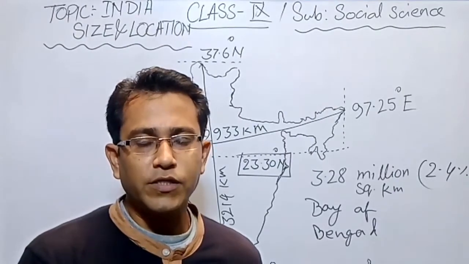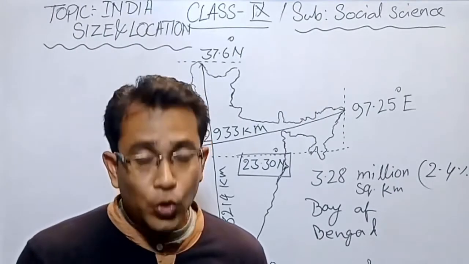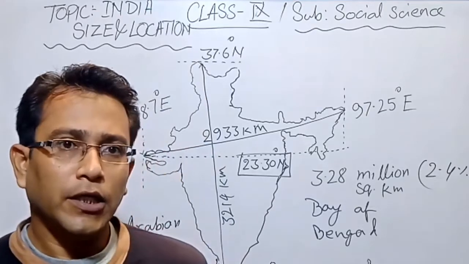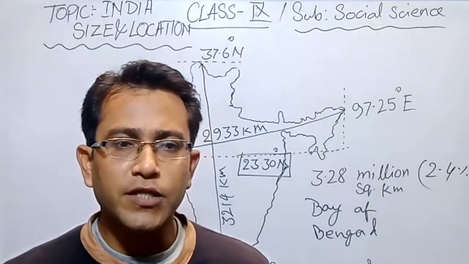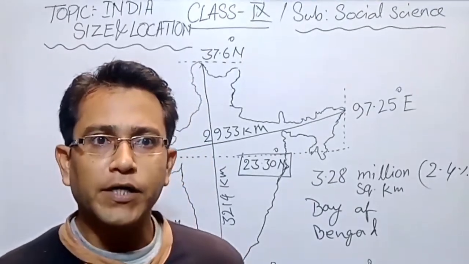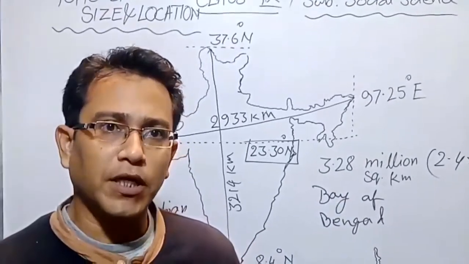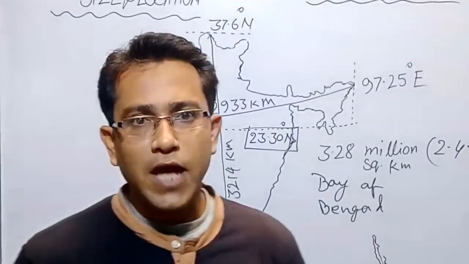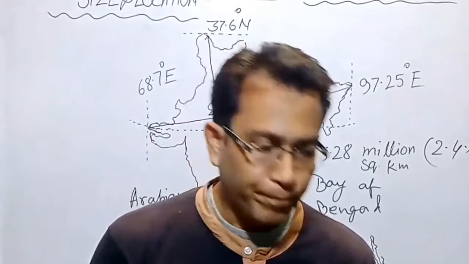Good afternoon, students. Today we are going to learn the subject Social Science of Class 9, Part Geography, the first chapter, Location and Size of India.